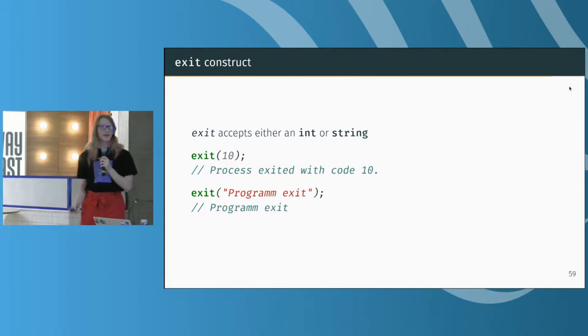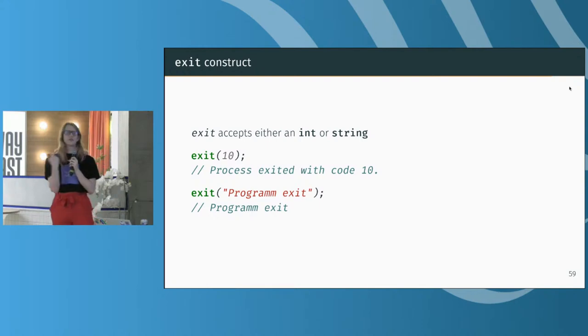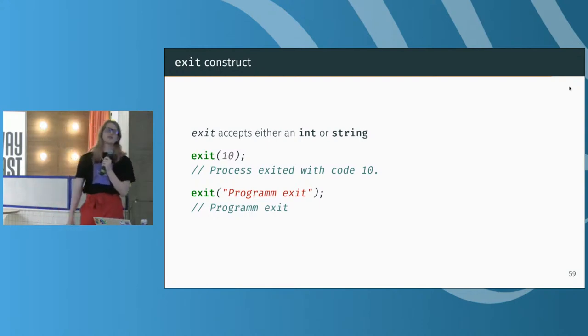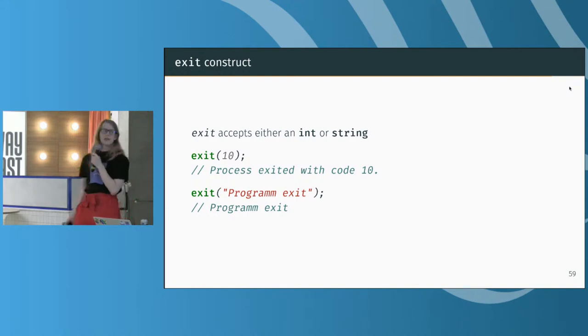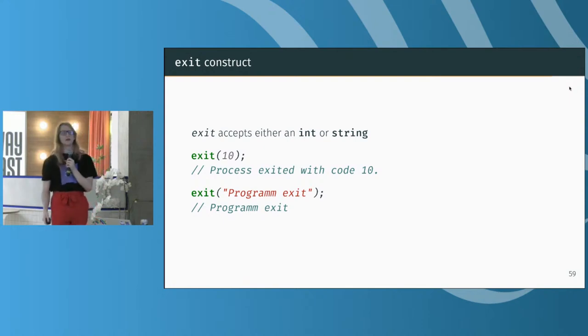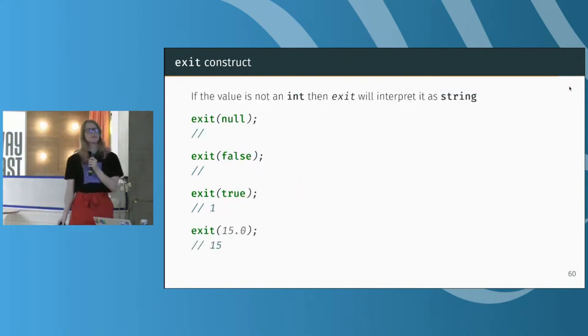So yeah, last bit, we're getting to the end. Exit accepts either an integer or a string, which is surprise number 1. If you pass it an integer, it will just exit with status code 10. If you pass it a string, it will print the string and exit the program with status code 0, which usually for a CLI script means everything is okay.